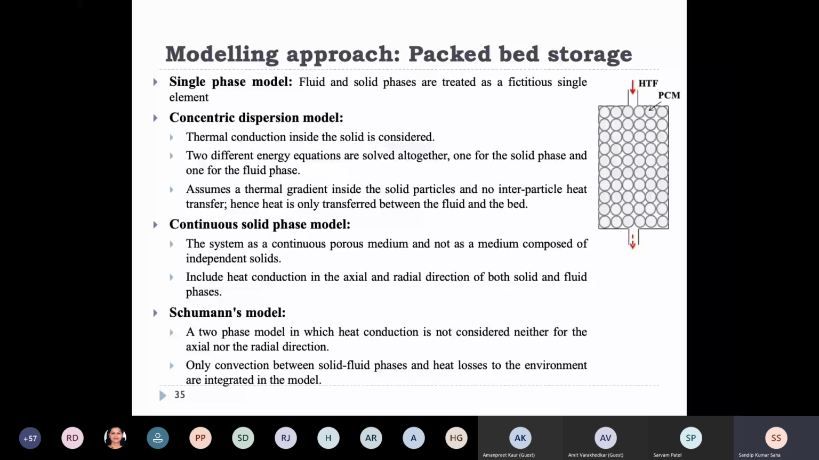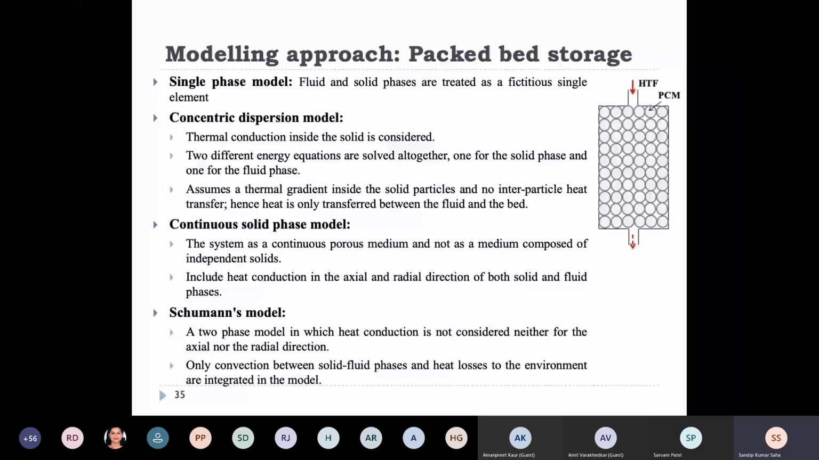Packed bed storage means PCMs can be filled in hollow capsules, steel capsules or any other capsules, and then these can be put into the container, and then you can flow the heat transfer fluid over it. HTF is heat transfer fluid. Now this can be modeled using two different methods broadly. One is the single phase method, another is the two equation method.